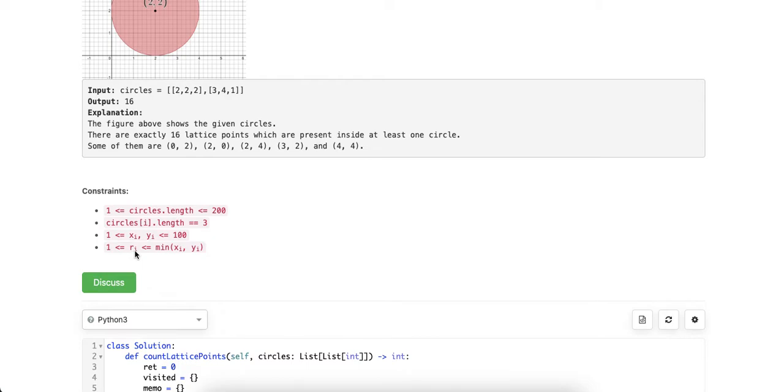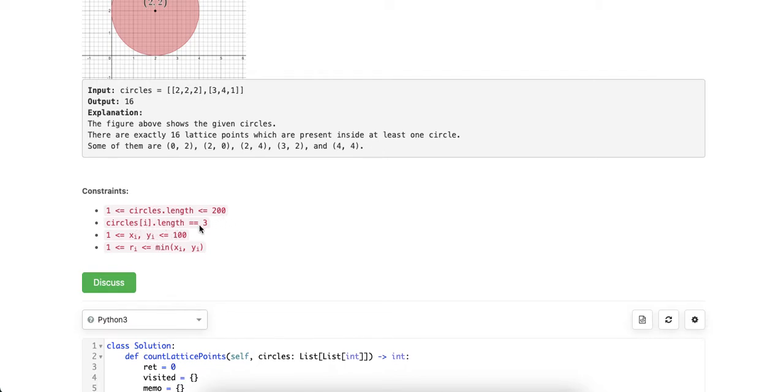1 minus 1 is 0. In other words, all the points here will always be above 0. So that's one of the ways we can limit our space of search. So the clue in this puzzle is also in the constraint. Remember that when you are looking for something, when there is a big space of search, try to look for the constraint. And then here we know that there could be at most 200 circles.